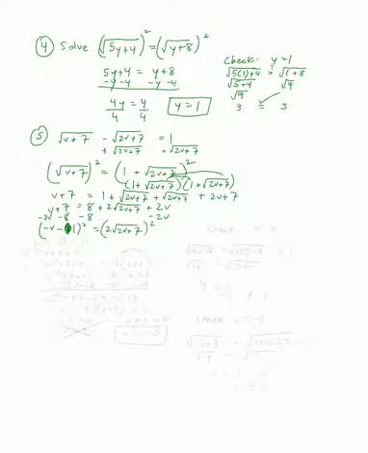Now, what do I get over here? Remember, I have to use FOIL. So negative v minus 1 times negative v minus 1. I end up with v squared plus v plus v plus 1, or v squared plus 2v plus 1.